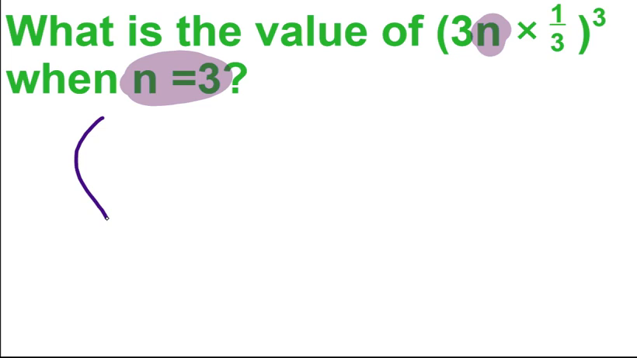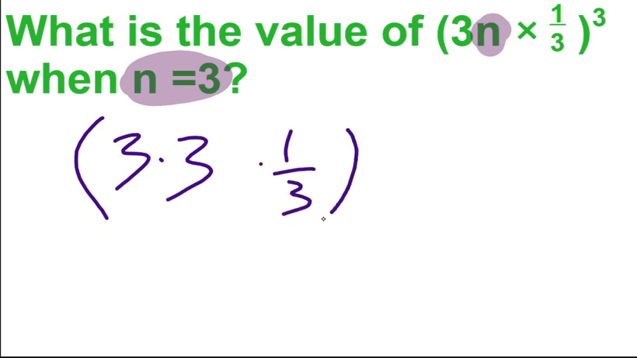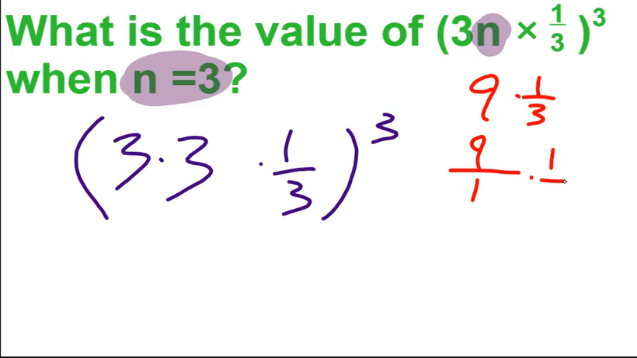3n is 3 times n. So we would have 3 times 3 times 1/3 to the third power. So we're doing our parentheses. 3 times 3 is 9. So then we'd have 9 times 1/3. Whole number and a fraction, we just make the whole number an improper fraction. So 9 over 3, that's just 3.